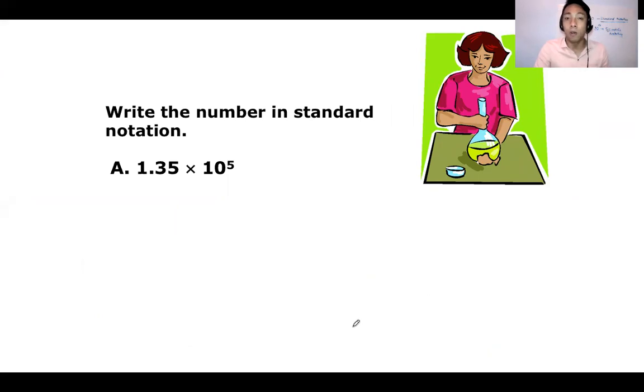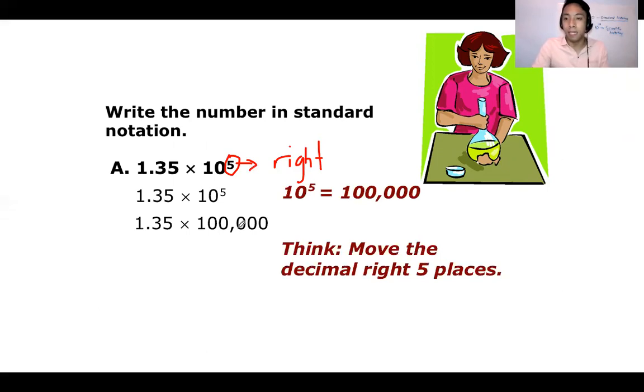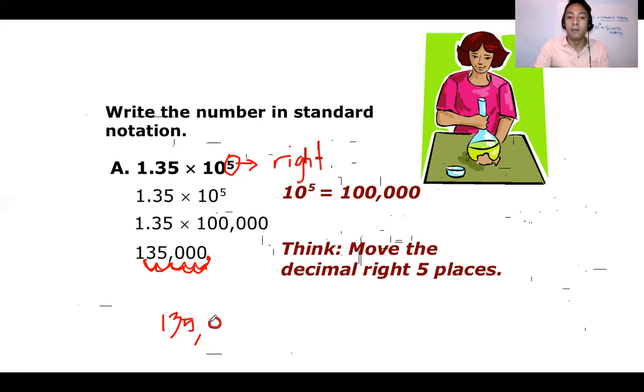1.35 times 10 raised to 5. Based on our guidelines, if this one is positive, we will go left or right? We will go to the right side. Clear, right? Good. So we will just move the decimal point 5 times since we have 5, to the right. So from here the decimal, 1, 2, 3, 4, 5. Therefore, our final answer would be 135,000. Isn't my handwriting ugly here?